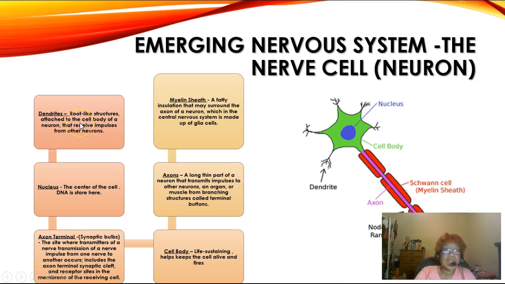As we know, the dendrites receive impulses, but the axon is a long, thin part, the little purple part here, which transmits impulses to other neurons or nerve cells, or an organ or muscle, from branching structures called terminal buttons. So they send impulses to the dendrites of other nerve cells throughout the body. Then you have the nucleus, which we know is the center of the cell. This is where all your DNA material and chromosomes are located, your communication system of the body.